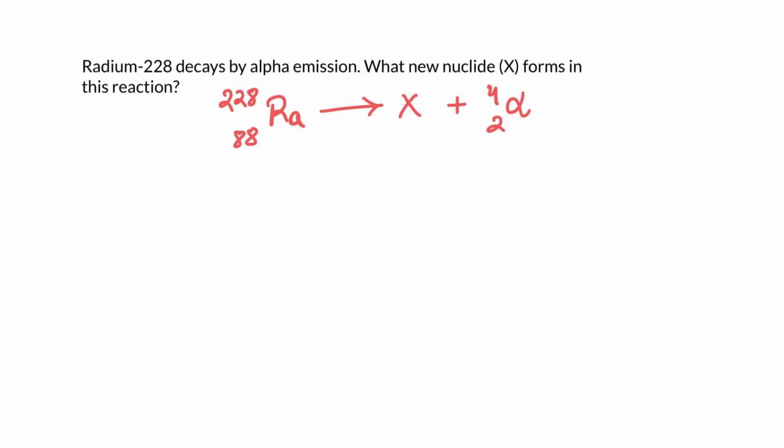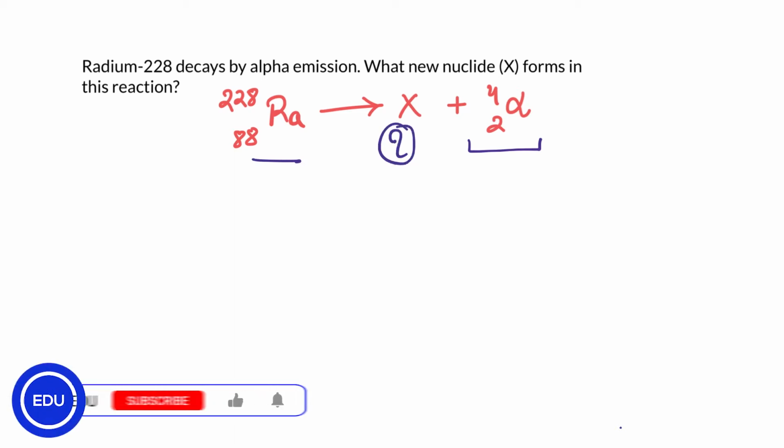Okay, so I want you to push the pause button here and try to do it yourself first, and then we'll discuss it. Radium-228 decays by alpha emission. You already know what an alpha emission is. What new nuclide forms in this reaction? Well, they already have given you what an alpha reaction is, right? So alpha is a doubly charged helium particle, right? So that's radium, and this is X, which we don't know, which we have to find out, and we already have alpha. So let's first try to attack the atomic mass.